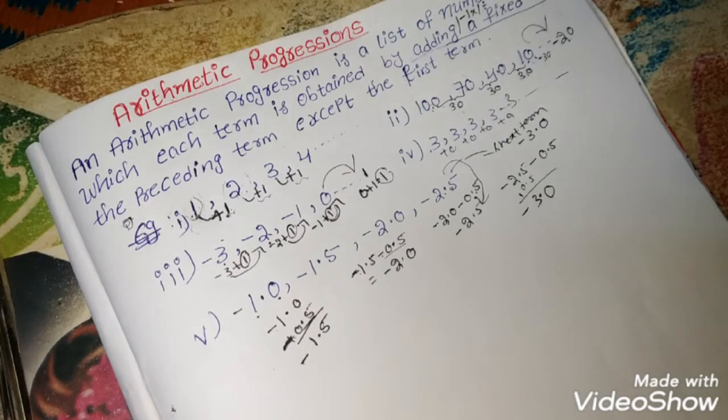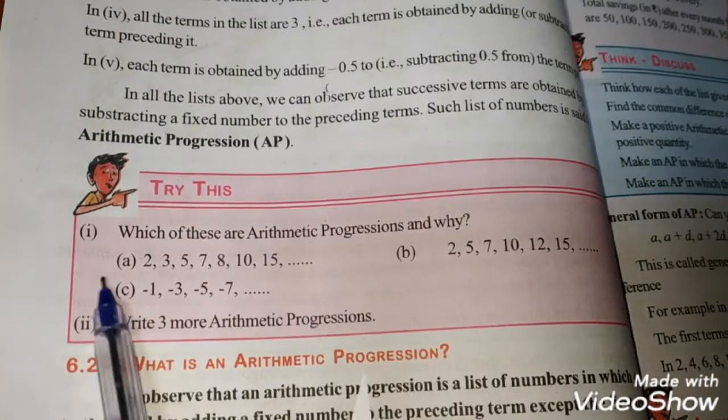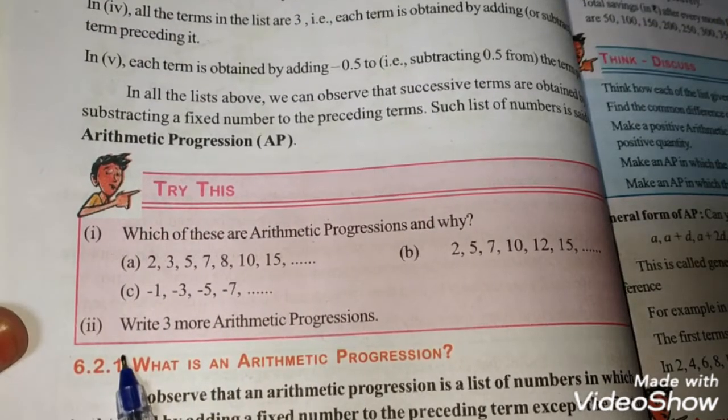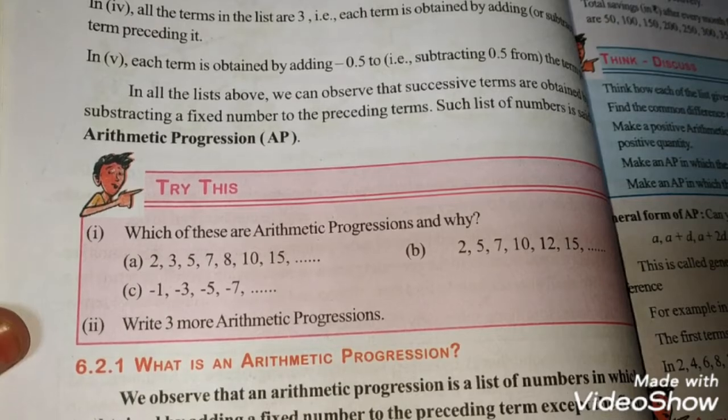Okay, let's take some textbook examples. Okay, let's do homework. These two, first question and second question. Okay, 3 more arithmetic progressions. Just do the homework.